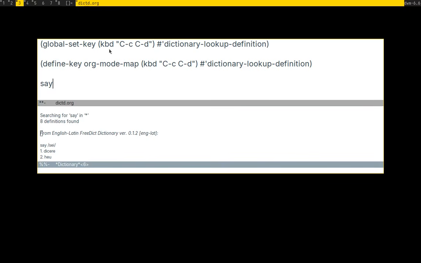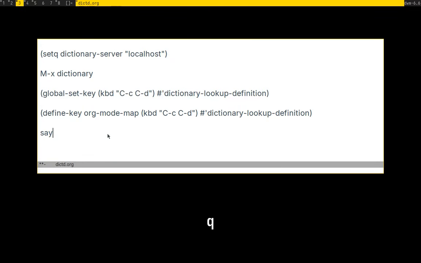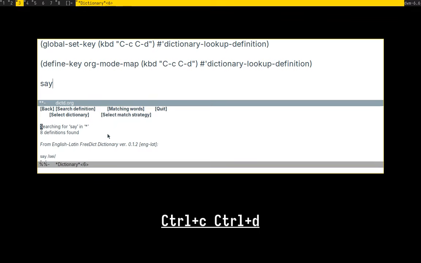And I've now bound this to Control-C, Control-D. I mean, you can bind this to whatever. I just bound it to Control-C, Control-D. And I have globally set it, but I noticed that org mode overrides the setting, so I've also set it for org mode map. So I'm now in org mode in this file, and this now works here. So if I close this and now press Control-C, Control-D, it will open up this dictionary page.